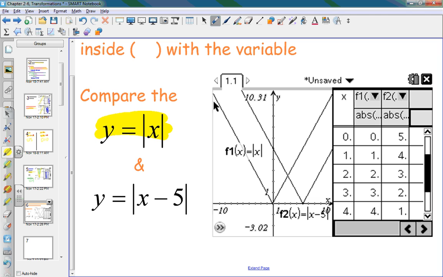Okay, if I have y equals the absolute value of x. What's that?